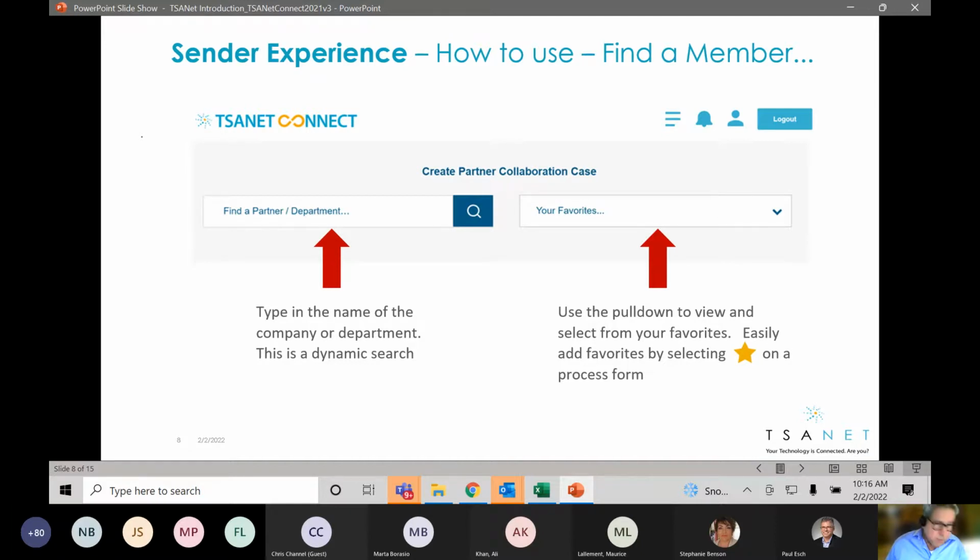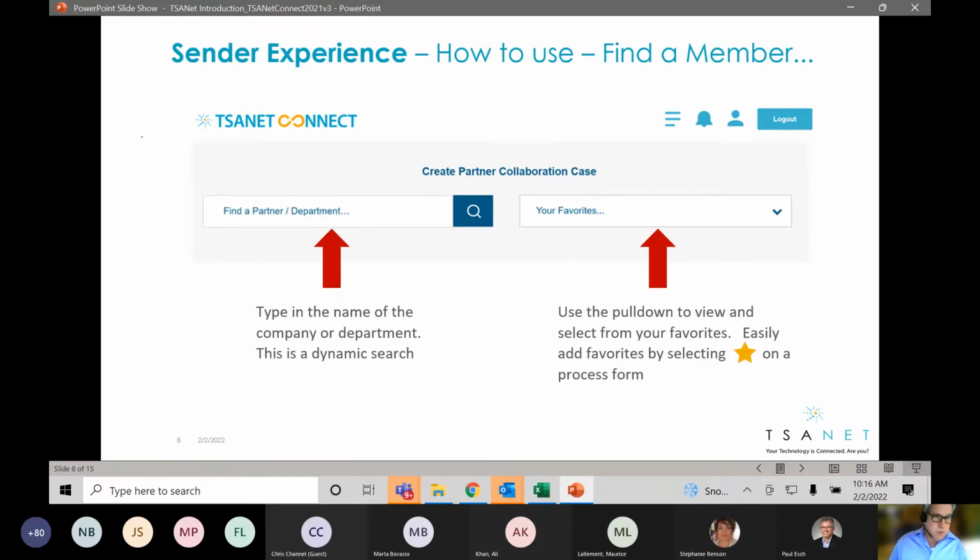Then you'll come up with a directory, and it's going to tell you all the different companies that you can collaborate with. That ties directly into your membership levels. If you are a limited member, you may only see one company up there. If you're a premium member that uses this in an environment where you've created your own ecosystem, you may see hundreds of companies there. But either way, you'll see the partners that you can collaborate with.